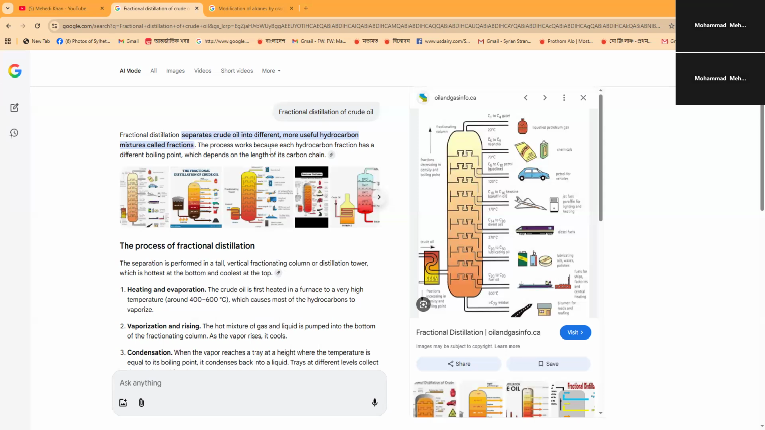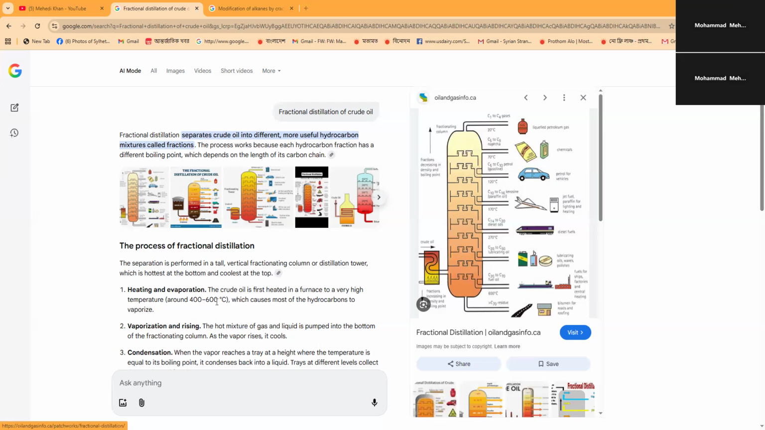So how does the process work? Each hydrocarbon fraction has a different boiling point, which depends on the length of its carbon chain. In fractional distillation, the separation is performed in a tall vertical fractioning column or distillation tower, which is hottest at the bottom and coolest at the top. You can see it like this. This is the column. You see the crude oil enters from here, and this part is very hot. If you heat from the bottom, the volatile things will rise and be in here.